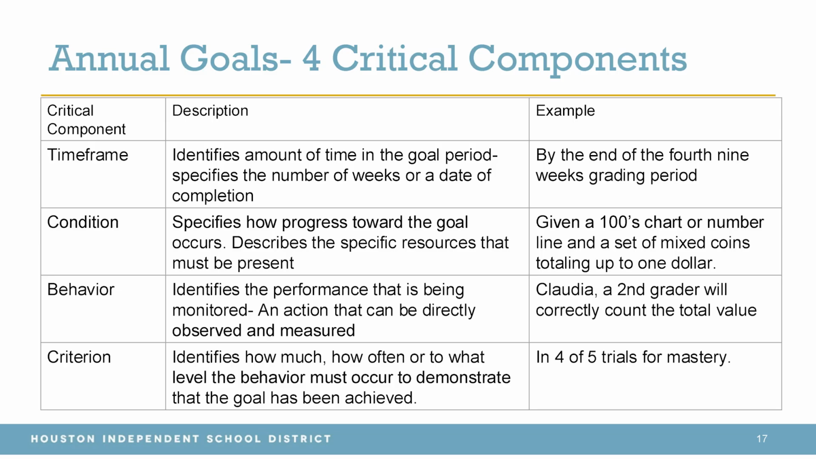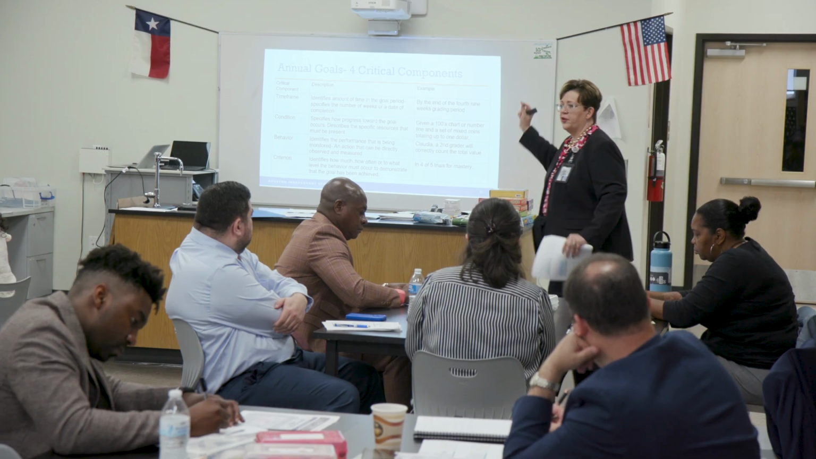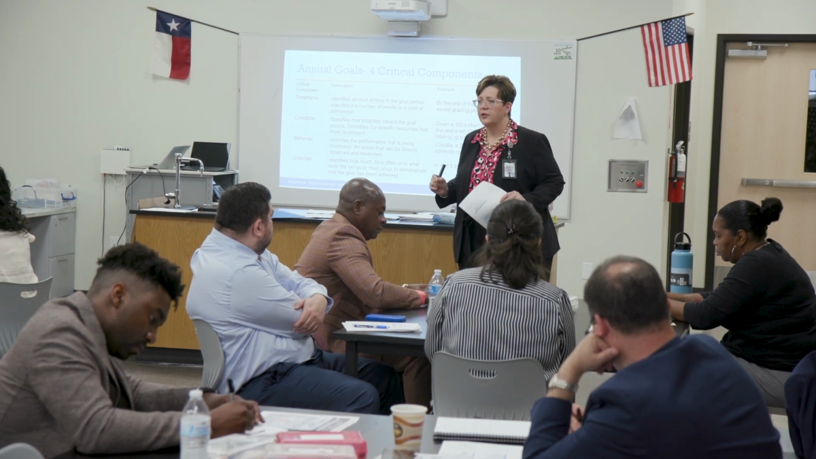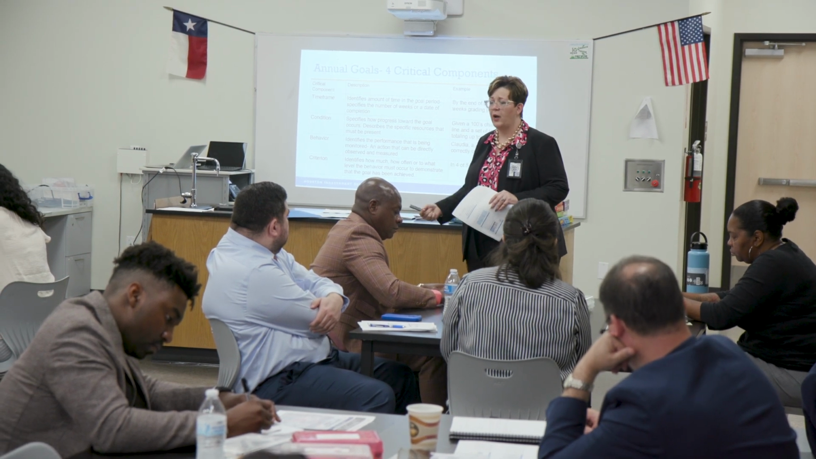And then the behavior. It identifies the performance that is being monitored. What action? Claudia, a second grader, will correctly count the total value. And then the criterion. It identifies how much, and this one is so important on progress monitoring. How often or to what level the behavior must occur to demonstrate that the goal has been achieved. In 4 out of 5 trials for mastery. It is essential that this process is followed for progress monitoring, which is required.